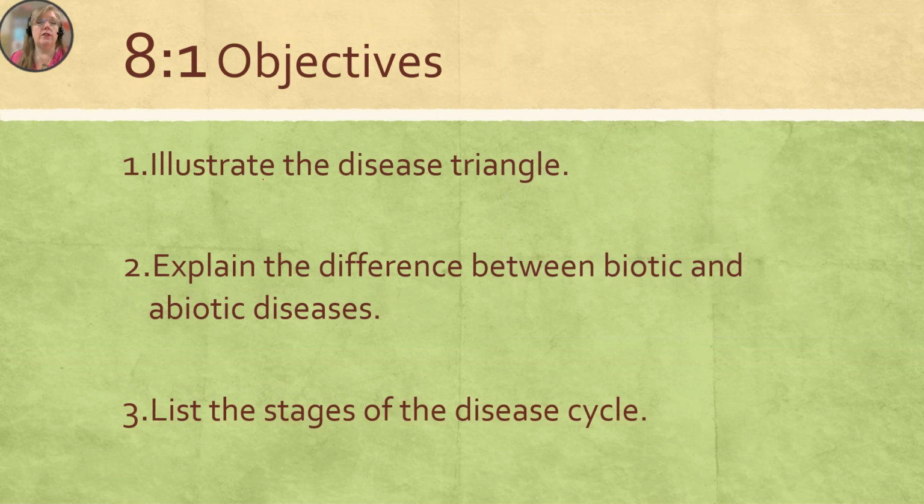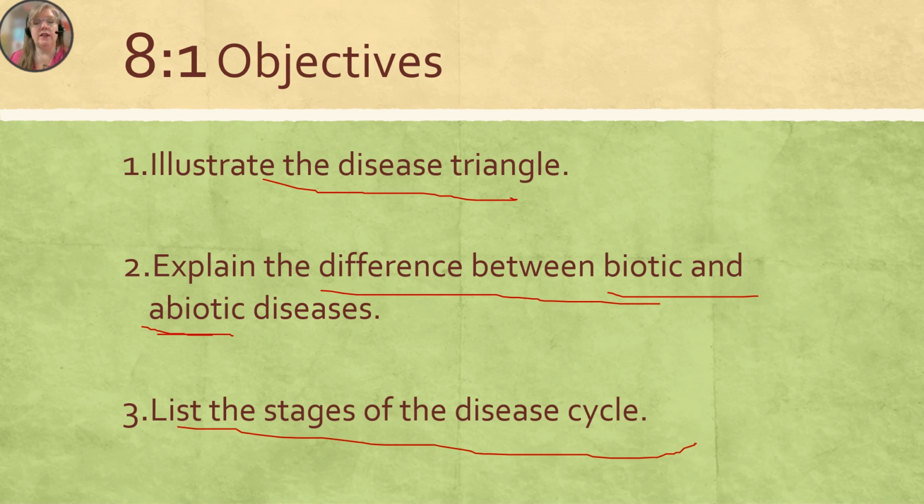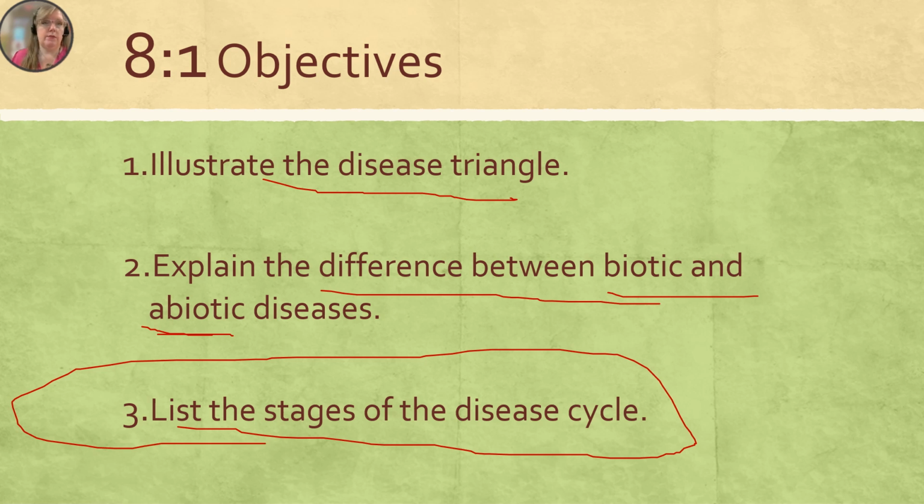So the first objective, we are going to talk about this disease triangle. Then we're going to talk about the difference between biotic and abiotic diseases. Do you remember from biology, living and non-living? Biotic and abiotic diseases, so we'll talk about the difference in those. And then we're going to list the stages of the disease cycle, and there are 6 stages. We're going to go over that.